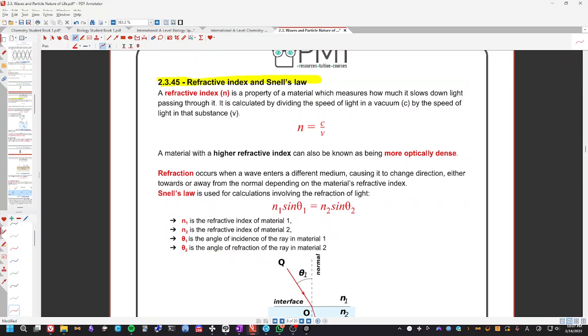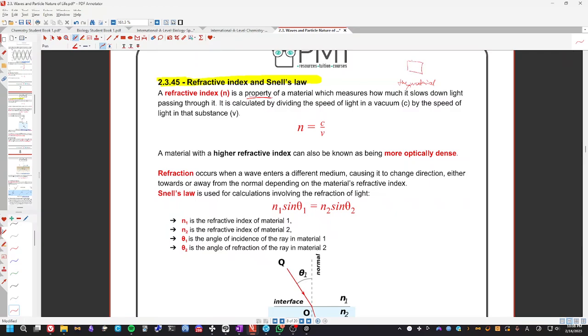And it's the property. Well, first of all, it's the ratio, right? Numerically speaking, it's a ratio, but in a tangible sense, it's the property of a material. So it's a property, first of all, of a material which measures how much light slows down, or how much the material itself slows down light as it passes through it.